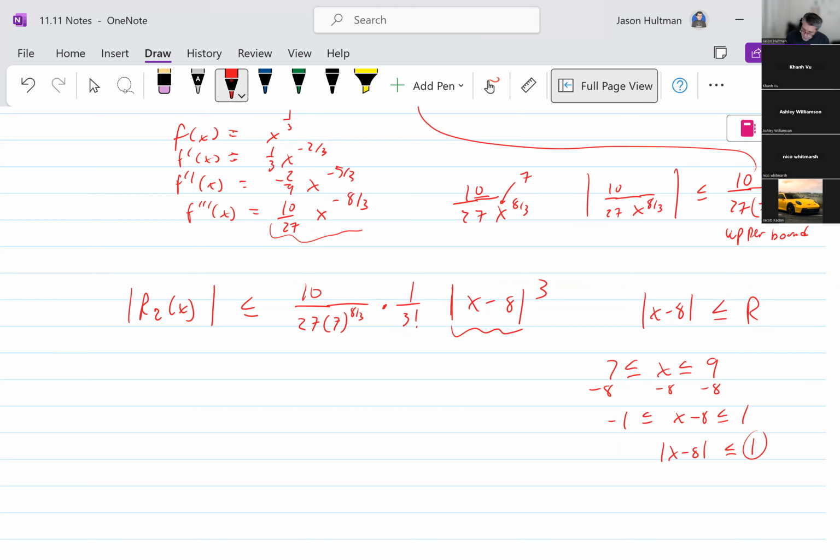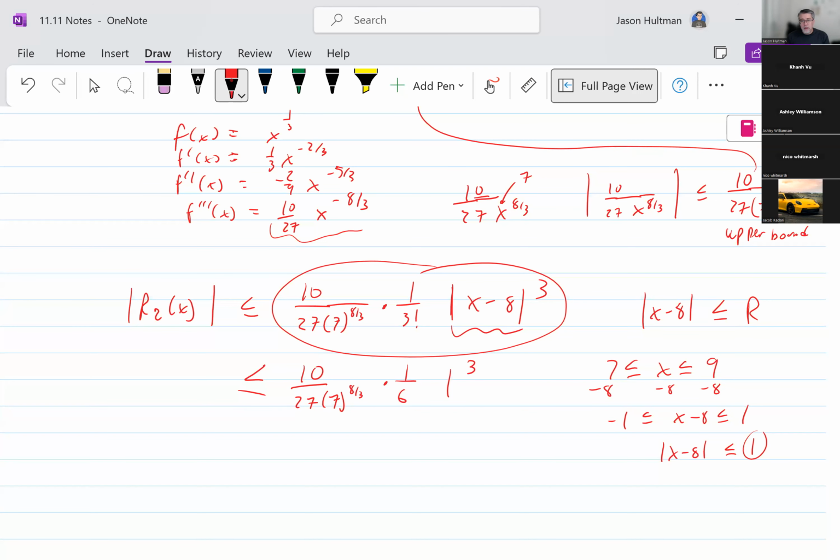So we can say that this thing is less than or equal to 1 times 1 to the 3rd power. That thing there is less than or equal to 10 over 27 times 7 to the 8/3 power times 1 over 6 times 1 to the 3rd power. Now, these aren't equal, but it's less than. Remember, we're creating an upper boundary, right?